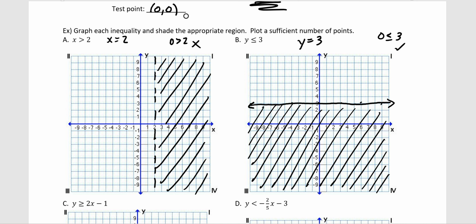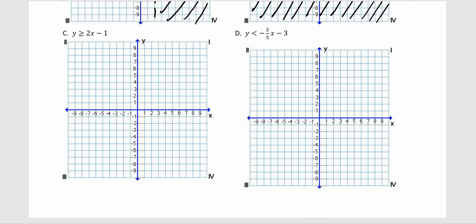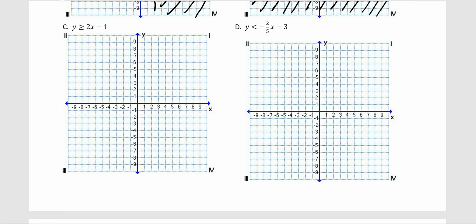All right, so let's try a couple more. Let's look at letter C. y is greater than or equal to 2x minus 1. So let's pretend this is y equals 2x minus 1. I have a slope of 2, a y-intercept of negative 1. Up 2, right 1, up 2, right 1, and so on. Then down 2, left 1, down 2, left 1, down 2, left 1.